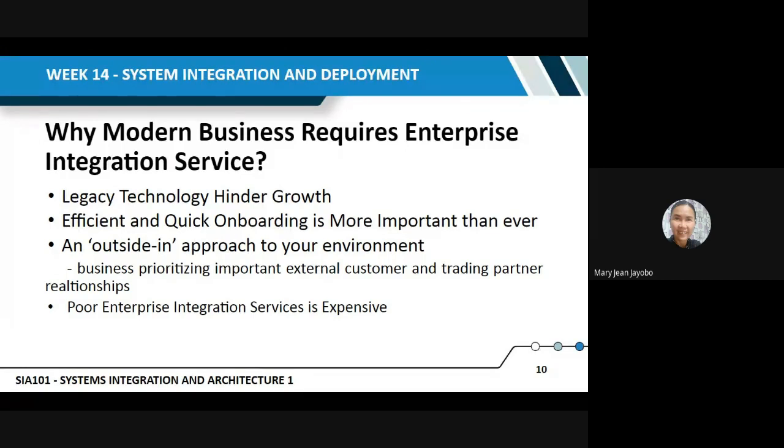So here are some... importantly, here is how an enterprise integration platform can help.